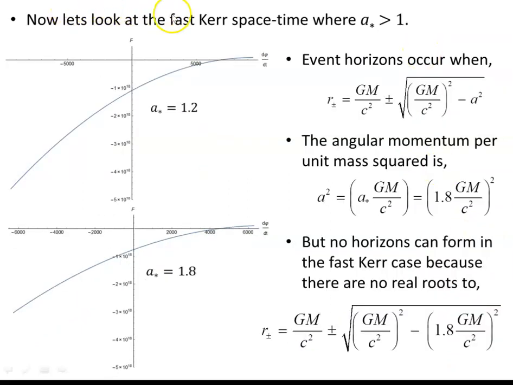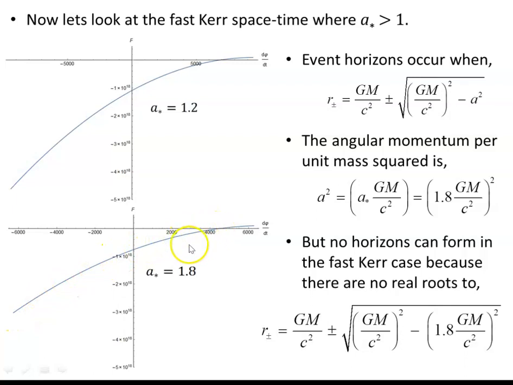Now let's look at the fast Kerr space-time where the spin parameter is greater than 1. This is where the angular momentum per unit mass is greater than 1. If we take A star as 1.2, surprise, surprise, here our curve remains time-like, except at the intercept and beyond. Choose a larger value, 1.8. Again, the graph is dilating away from the f-axis and towards the horizontal axis, and the scale has changed, going from 1.2 to 1.8, but for most values of the coordinate angular velocity, it's still a time-like curve.